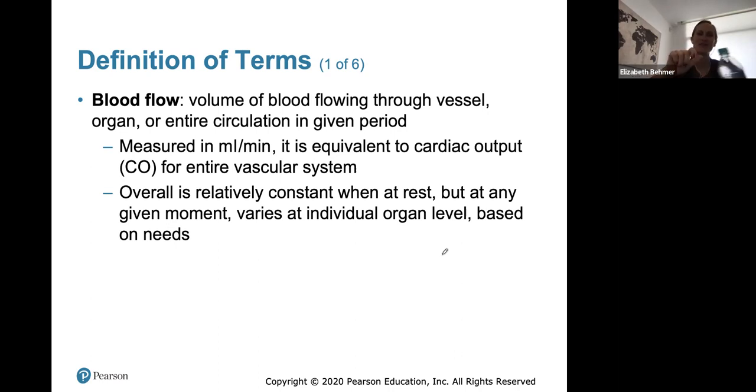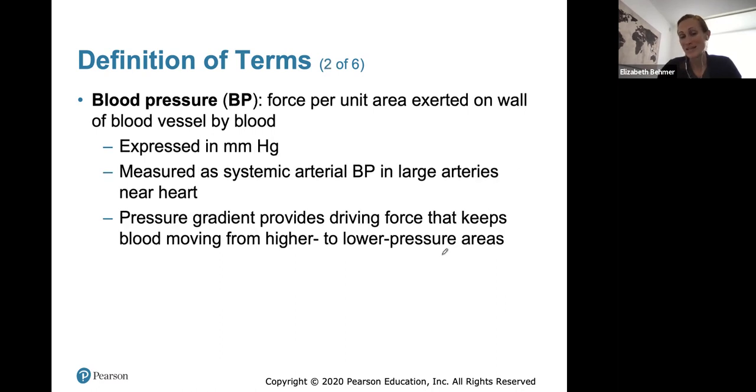So blood flow itself is the volume of blood flow through a vessel, organ, or the entire circulation in a given period. We always measure blood flow in milliliters per minute, and it's equivalent to the cardiac output for the entire vascular system. It's relatively constant at rest, but at any given moment, it can increase based on one's needs. Blood pressure is the force per unit area exerted on the wall of a blood vessel by your blood. It's expressed in millimeters of mercury, and it's measured as systemic arterial blood pressure in your large arteries near the heart.